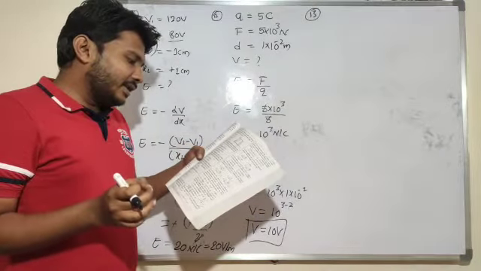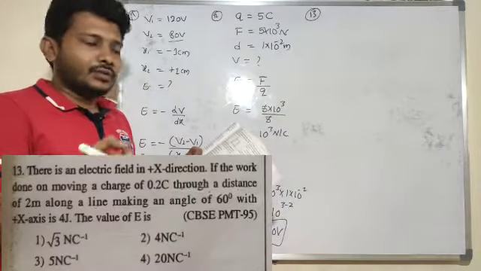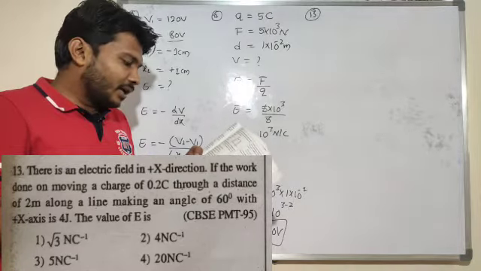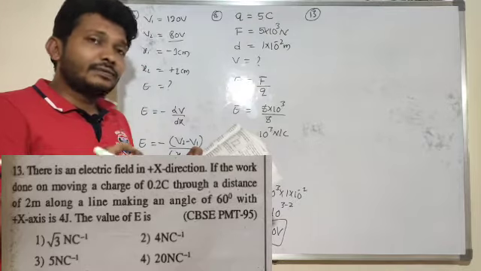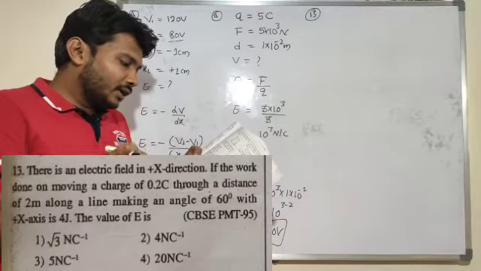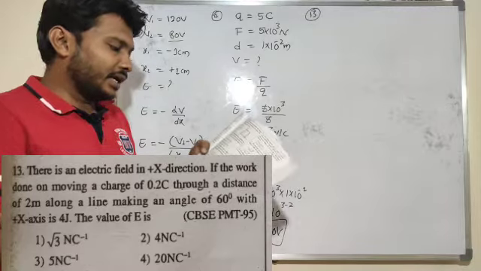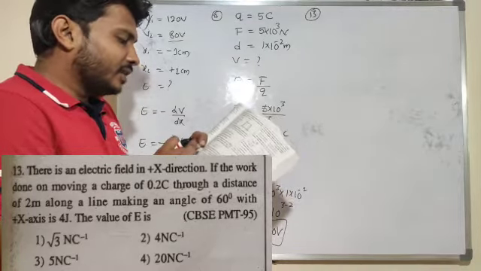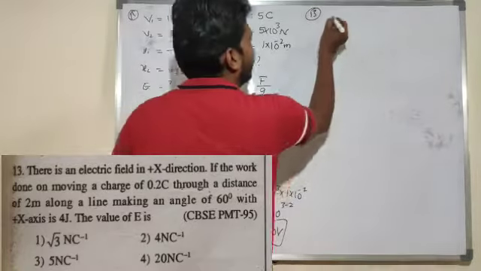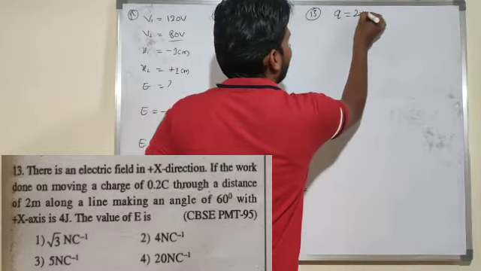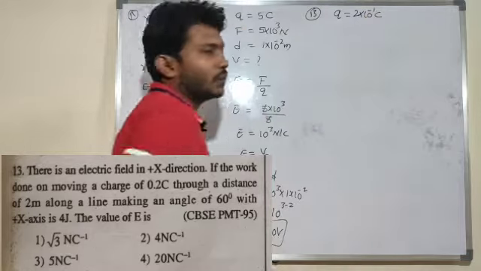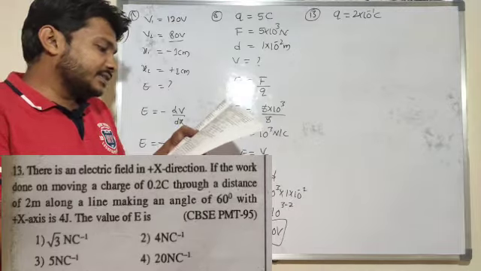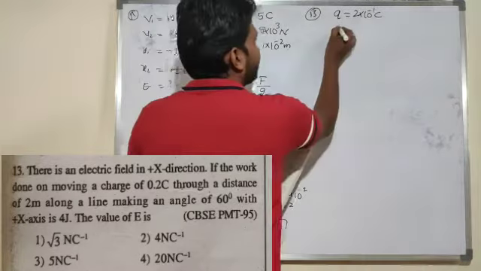There is an electric field in the positive x direction. What is the direction of the electric field? Positive x direction. Work is done on moving a charge of 0.2 coulomb through a distance of 2 meter. So look here: the electric field is along the positive x-axis. What is the work done in moving a charge of 0.2 coulomb, or 2 into 10 to the power of minus 1 coulomb, through a distance of 2 meter? So how much distance is it moving here?